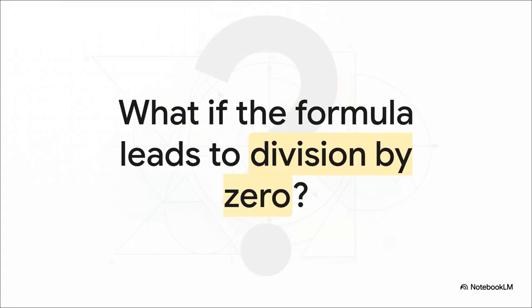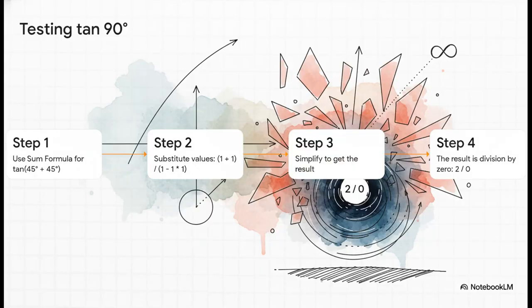Okay, now for a really fascinating edge case. We all know that the tangent of 90 degrees is undefined, right? So, what happens if we use our brand new sum formula to calculate it? By adding 45 and 45. Is the math going to hold up? Let's find out. So we apply the formula just like we did before. Tan of 45 plus tan of 45 goes in the numerator, so that's just 1 plus 1. And 1 minus tan 45 times tan 45 goes in the denominator, which is 1 minus 1 times 1.